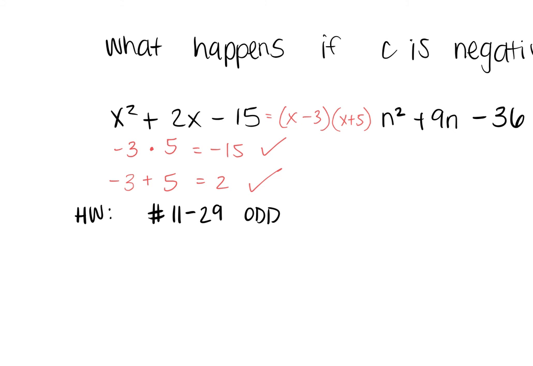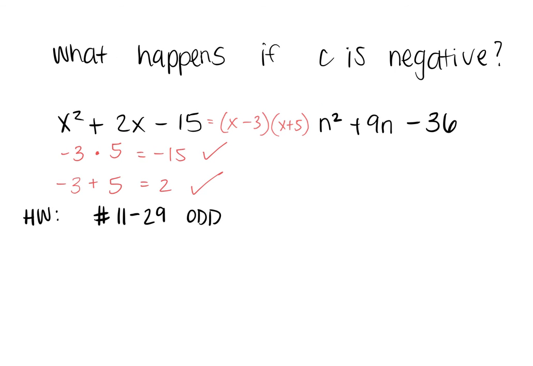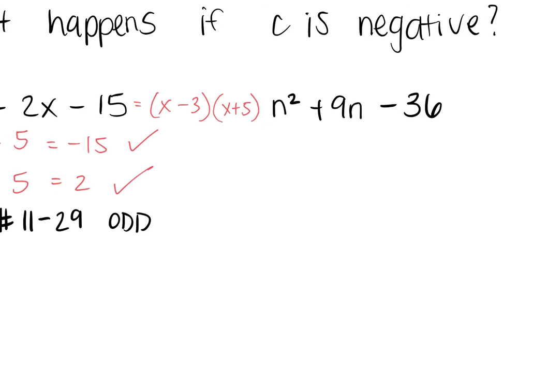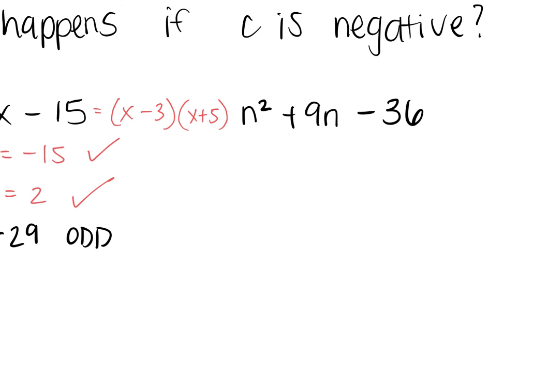Okay. Hold on. C is negative. Only 1. Let's see if that holds up, though. Let's see if that always works. Okay, so n squared plus 9n minus 36. I need two factors that when you multiply them, they give you negative 36, and when you add them, they give you positive 9.